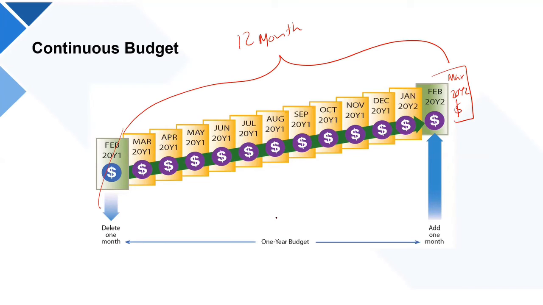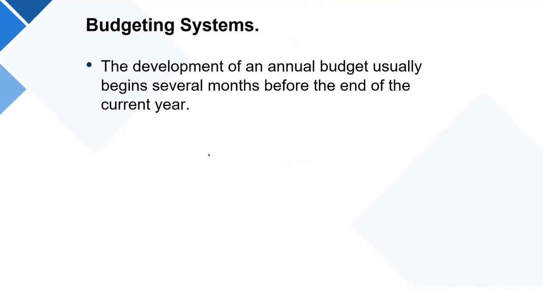And this is actually called in English trailing 12 months, like that. You will find the information like that. If you see these letters inside a financial statement, it means that it's continuous reporting using this type of reporting standard. That is not fiscal year, but a 12-month period, month to month. So the development of an annual budget usually begins several months before the end of the current year.